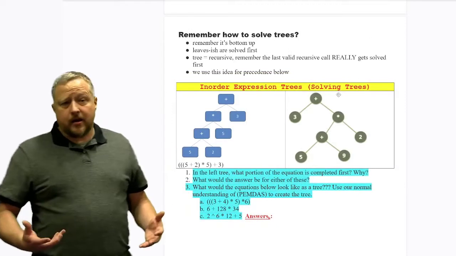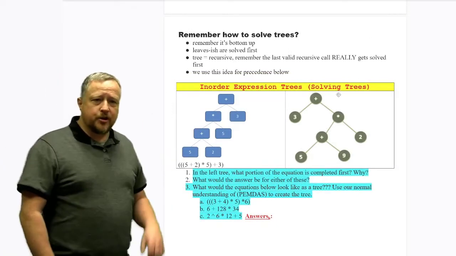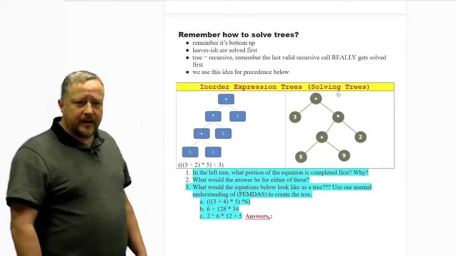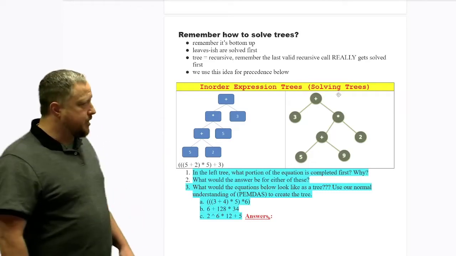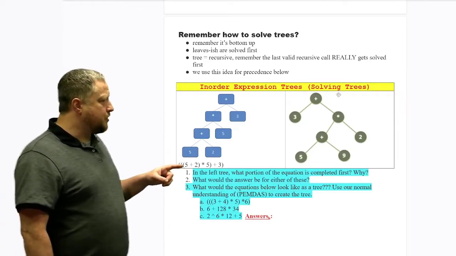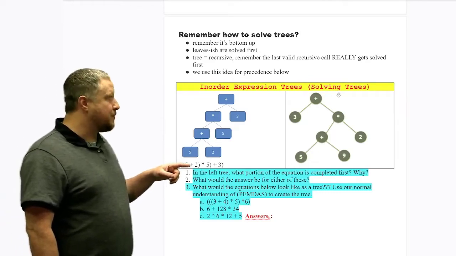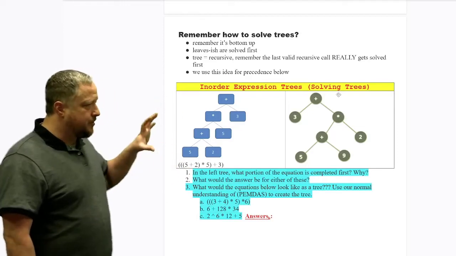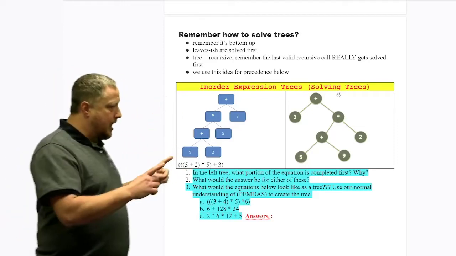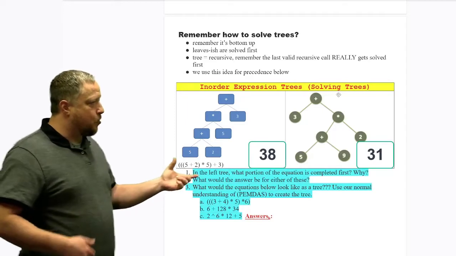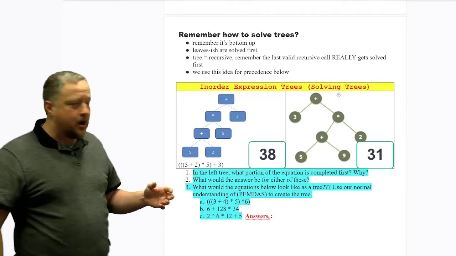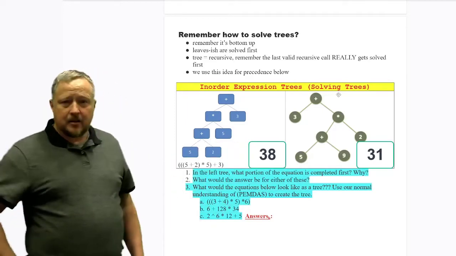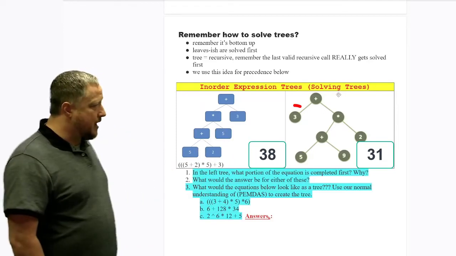So number one, I already answered. Not worried about it. Number two, what would be the answer for either of these trees? Now let's see. 5 plus 2 is 7 times 5 is 35. So that one should be 38. But again, notice, to be frank, I'm using the parentheses that you see right here to let me know. I don't have that ability really with the tree that's on the right hand side.